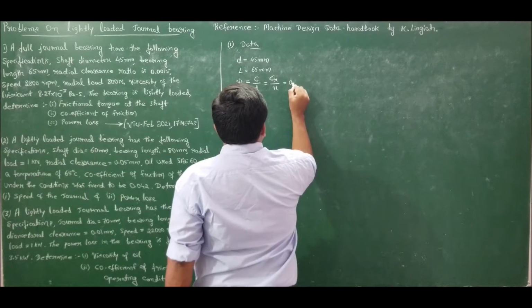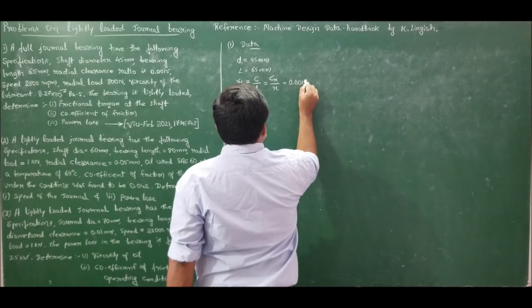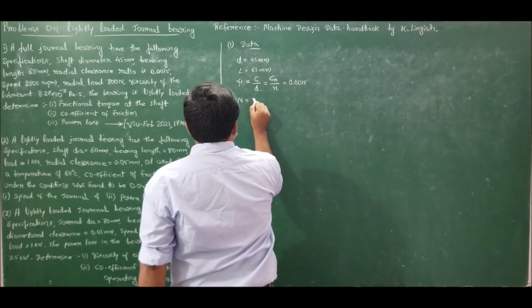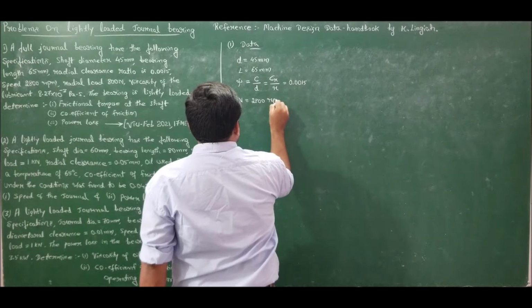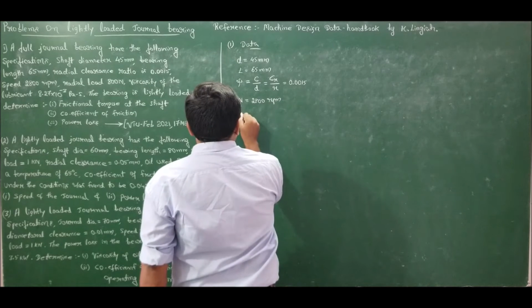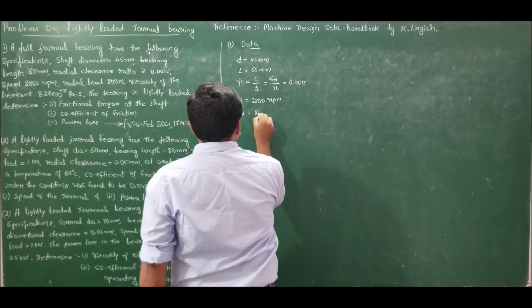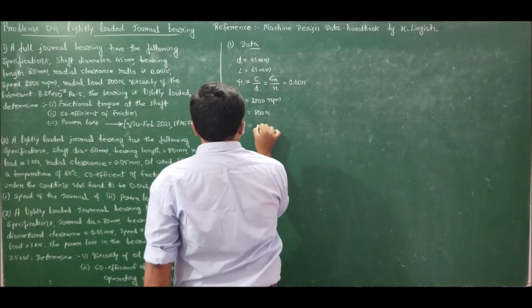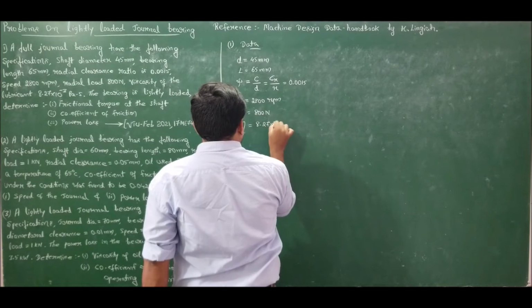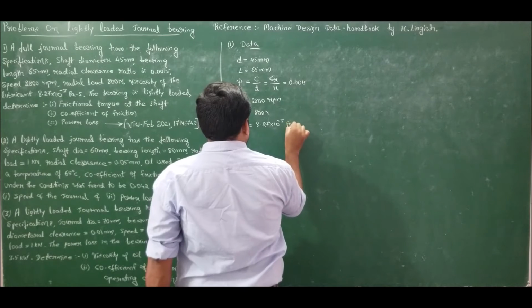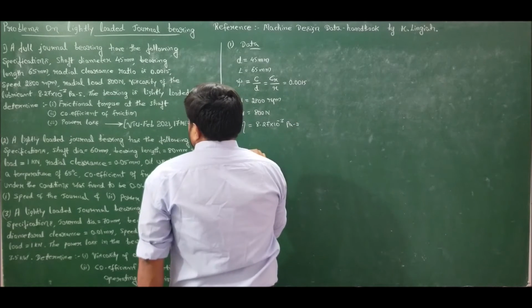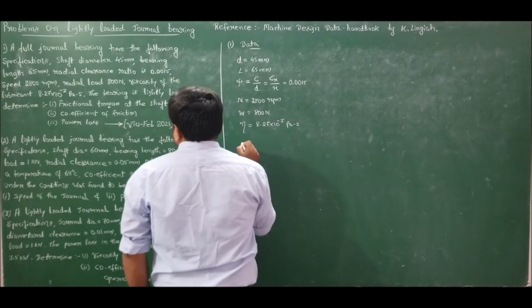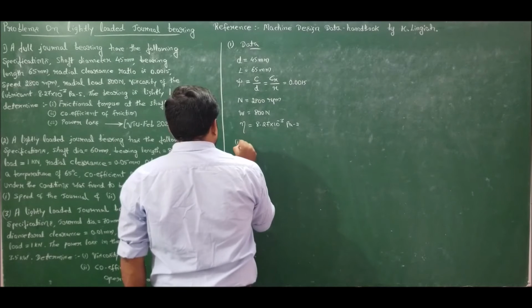How much is that? That is 0.0015. The speed of the journal is specified as 2800 rpm. The radial load W is given as 800 newtons. The viscosity of the oil, eta, is given as 8.27 × 10^-3 Pa·s. He has clearly specified the bearing is lightly loaded, so I can use Petrov's equation to find the coefficient of friction.